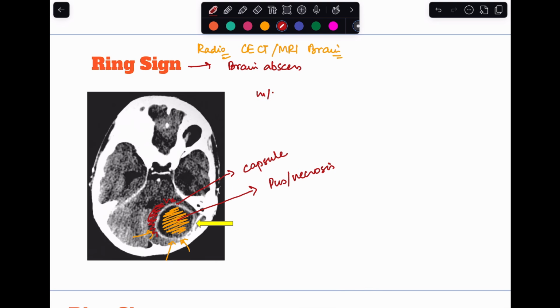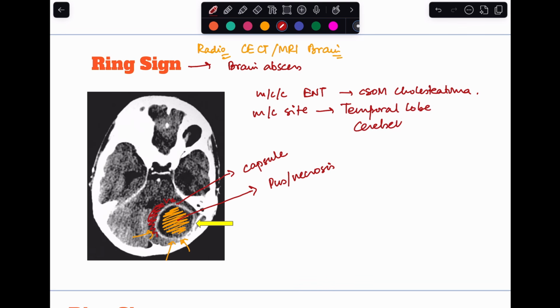So, first of all, what is the most common cause of brain abscess? Or rather, most common ENT cause of brain abscess? That would be again CSOM with cholesteatoma. Next, can you tell me what is the most common site of otogenic brain abscess? So we have two sites that we commonly see it in: the temporal lobe and the cerebellum. But the most common one is the temporal lobe, and the second most common site is the cerebellum.